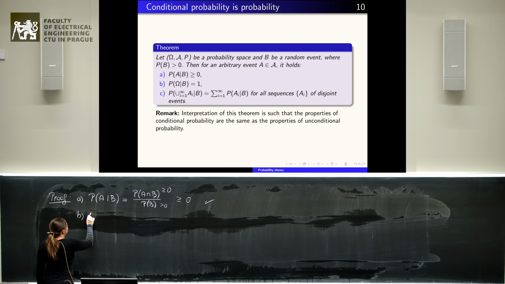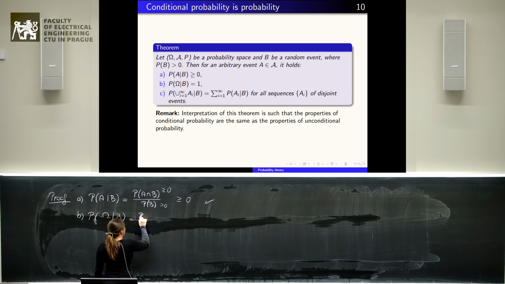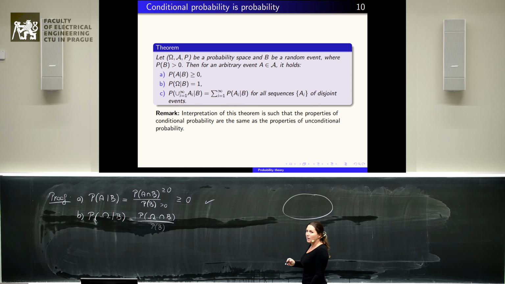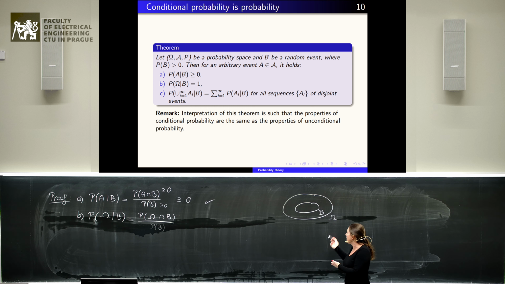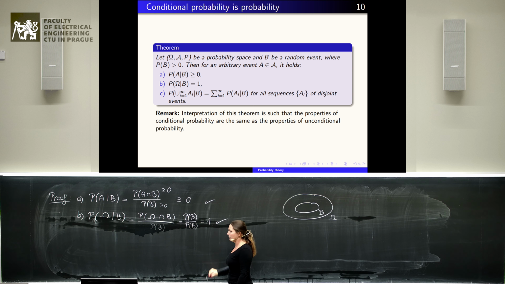The probability of the set omega conditionally on B is the probability of their intersection over the probability of B. But what is in fact the probability of all elementary events with an event B which is inside, which is the subset of this capital omega? It is B itself. So it is the probability of the event B over the probability of the event B, and it is equal to 1. That's it.